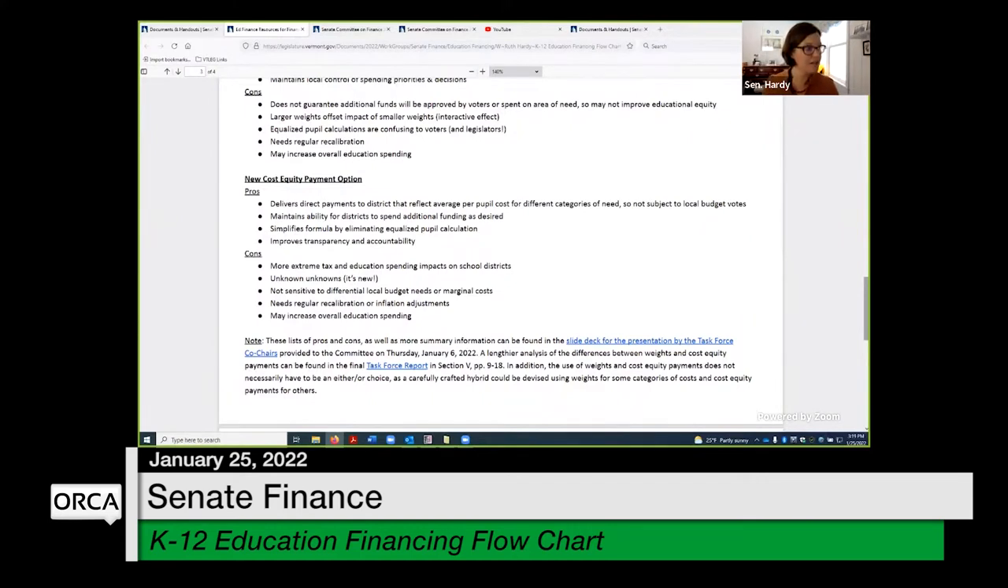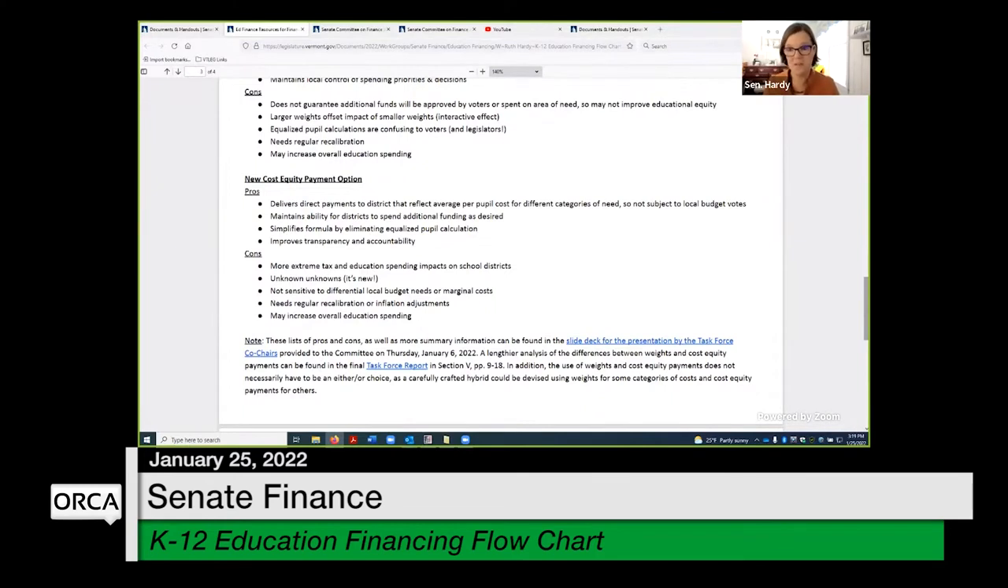It does maintain the ability for districts to spend additional funding as desired, in that they could still spend it on something different, unless we decide to attach strings or requirements to the cost equity payments. But the way that the task force envisioned them, they would be much more flexible payments, but they would be given to school districts with the understanding that they were supposed to be used on improving educational opportunities for students in need. It simplifies the formula by eliminating equalized pupils.